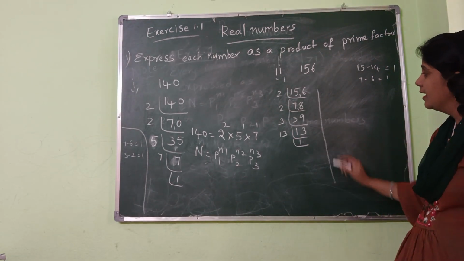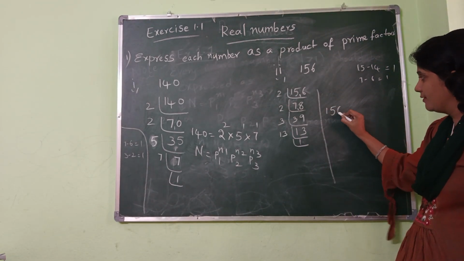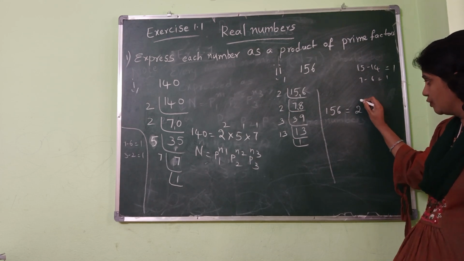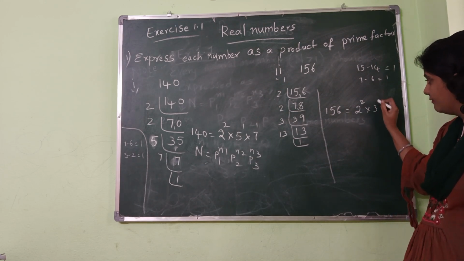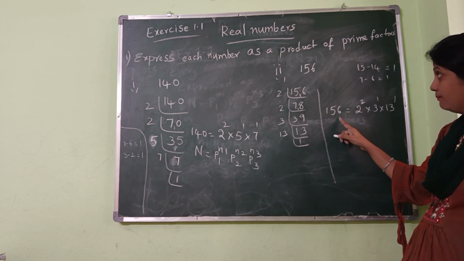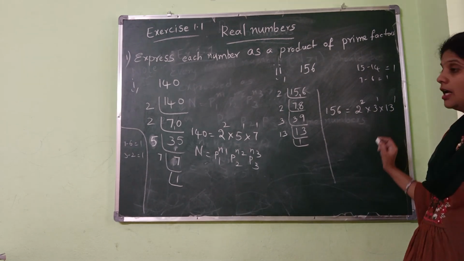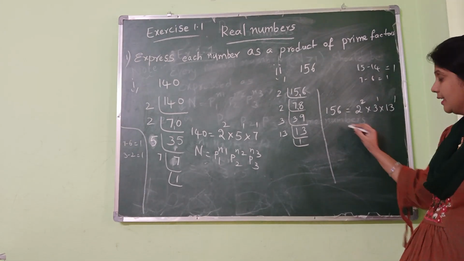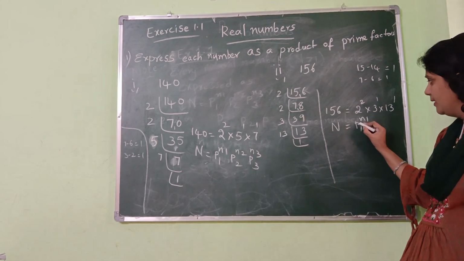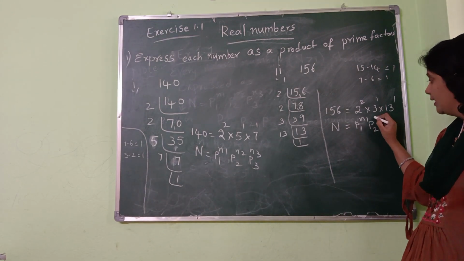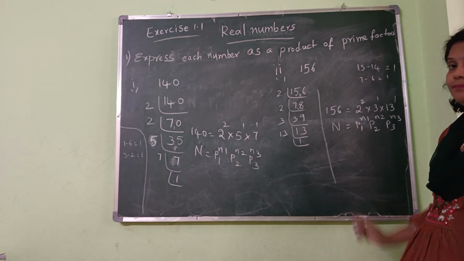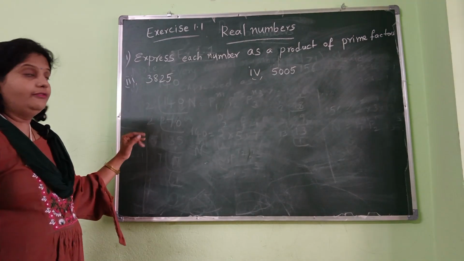So how can we write 156? We can write 156 as: how many 2's are there? 2. So 2 power 2. And how many 3's are there? 1. And how many 13's? Only 1. So I am writing the number 156 as a product of prime factors, that is, in the form N is equal to p1^n1, p2^n2, p3^n3. Understood? Okay, next, the third and fourth problems.